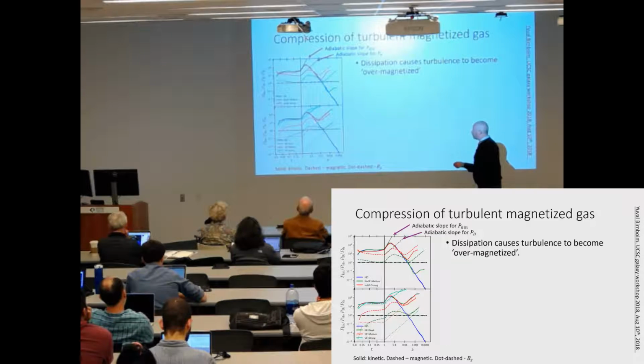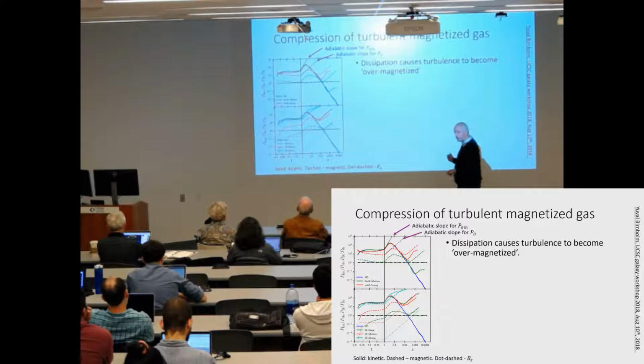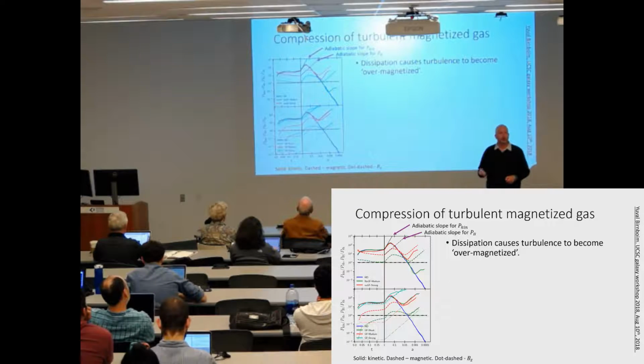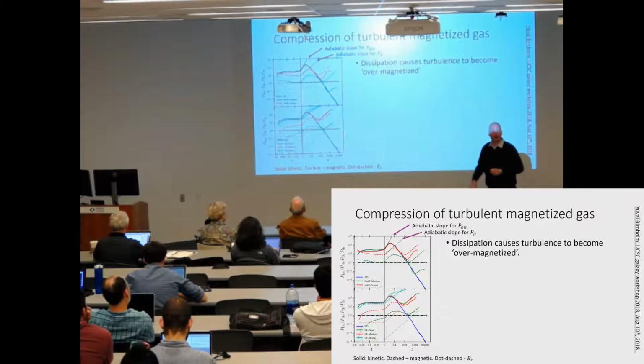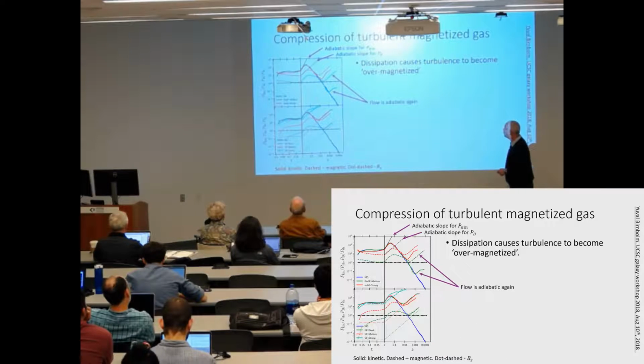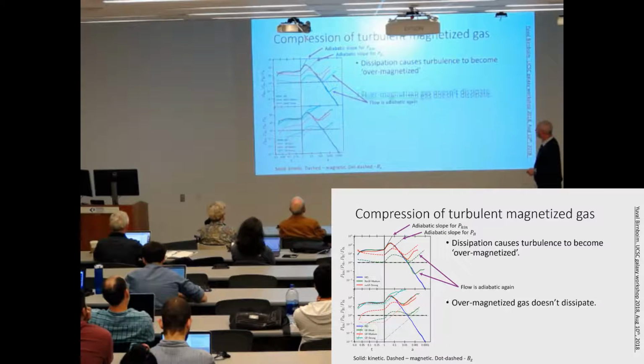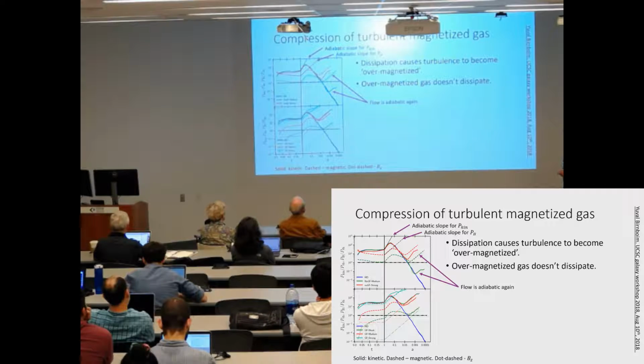It goes up and then it goes down, and then at some point the magnetic forces become important, and the dissipation goes down. The dot-dashed lines we see here are just the pressure that we deduce from the magnetic fields along the guide field. So that has to go up. That was just the flux conservation that I talked about. Here the flow is adiabatic again, and we see that over-magnetized gas doesn't dissipate. So that's a hint.